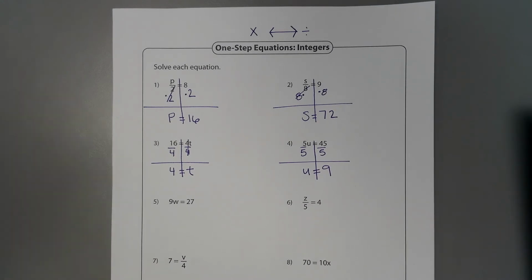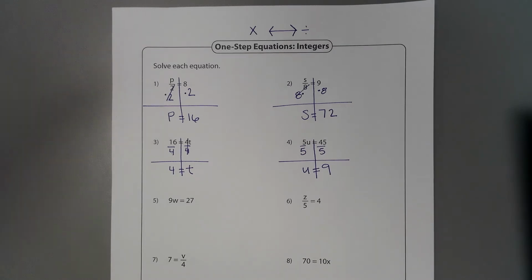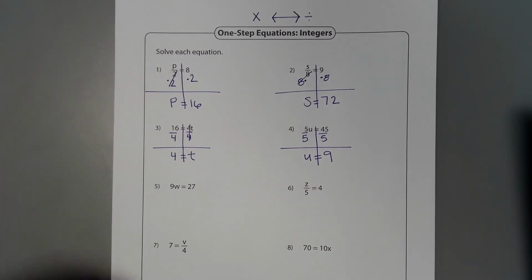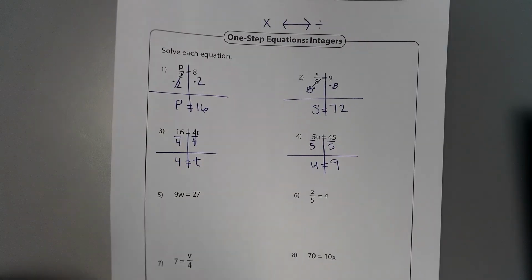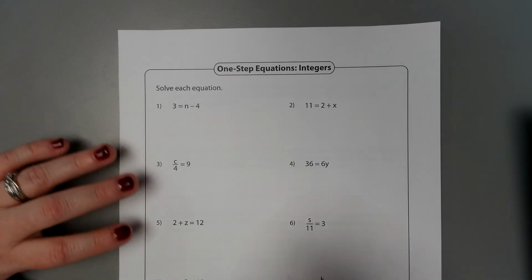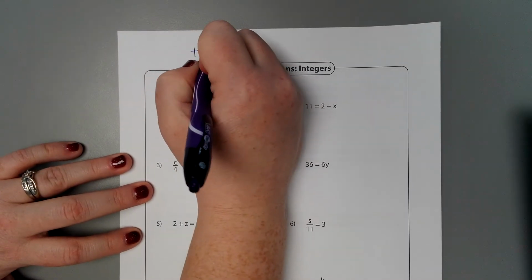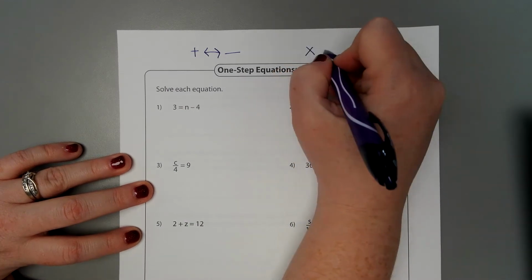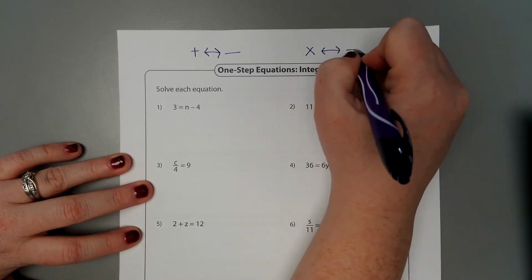So if you need to rewatch this, rewatch it hundreds of times. I don't care, as long as you understand it and you're able to solve the rest of the problems. The next page is a mixed review. So that means you're going to either add and subtract or multiply and divide.